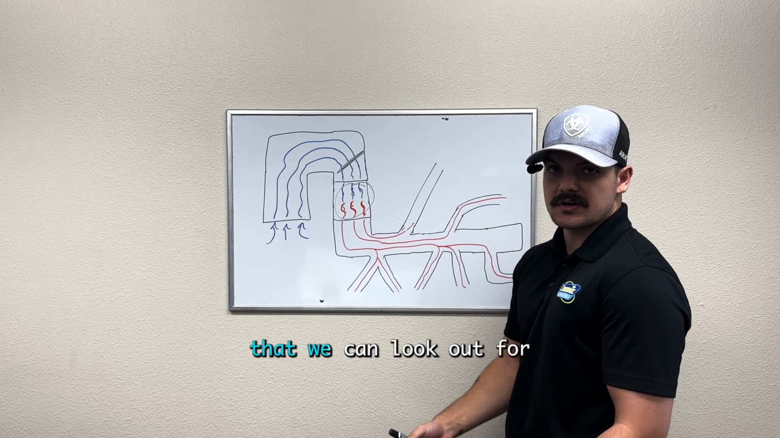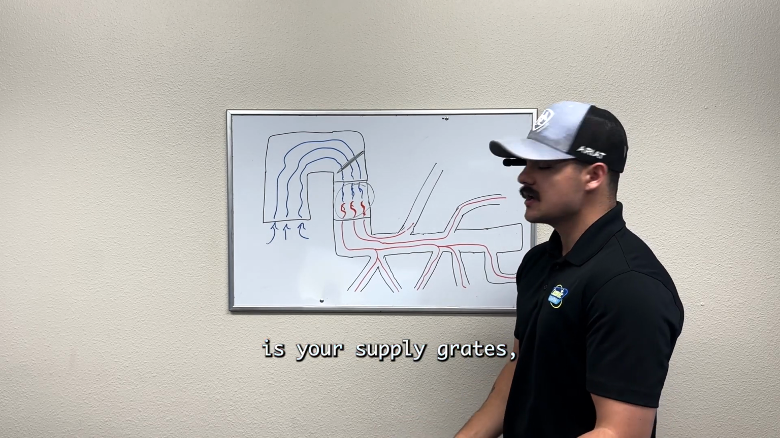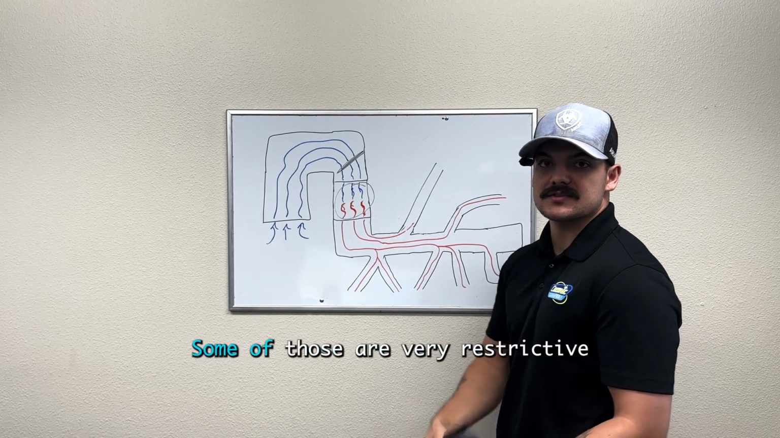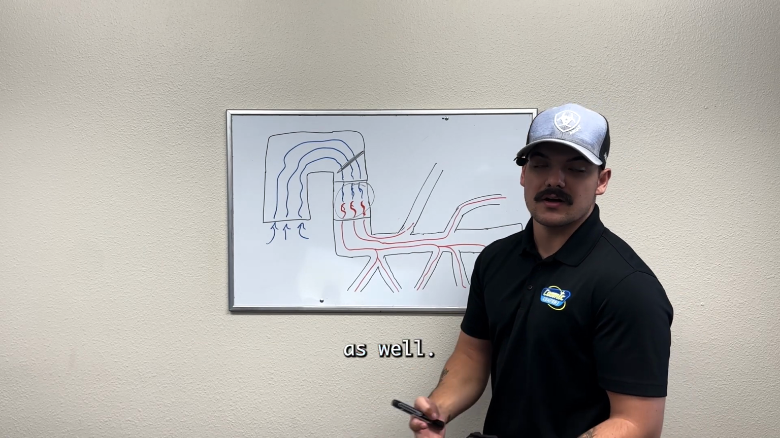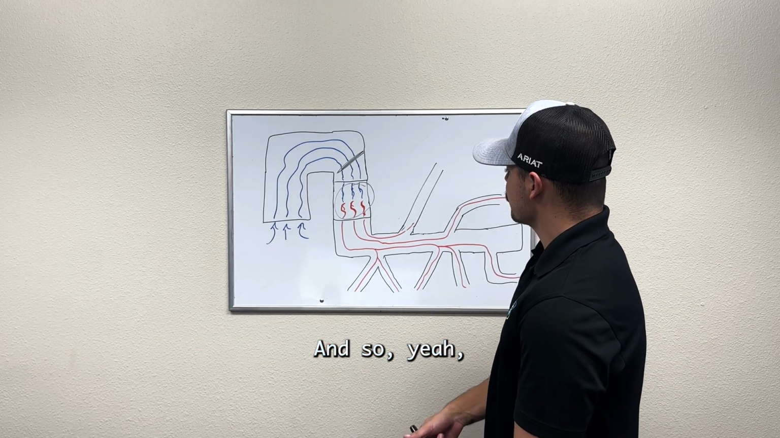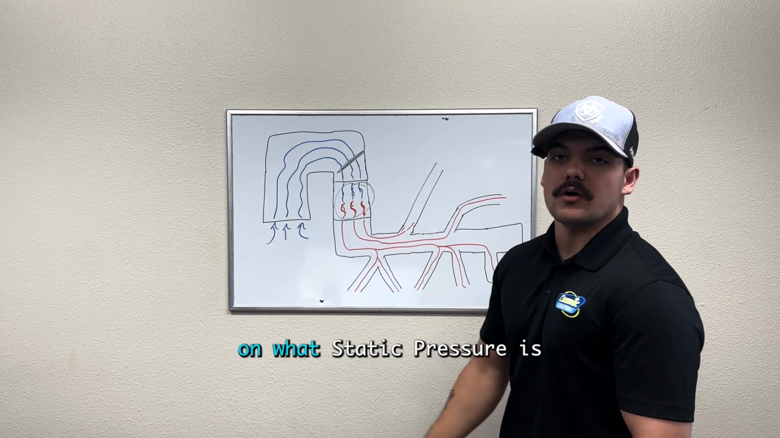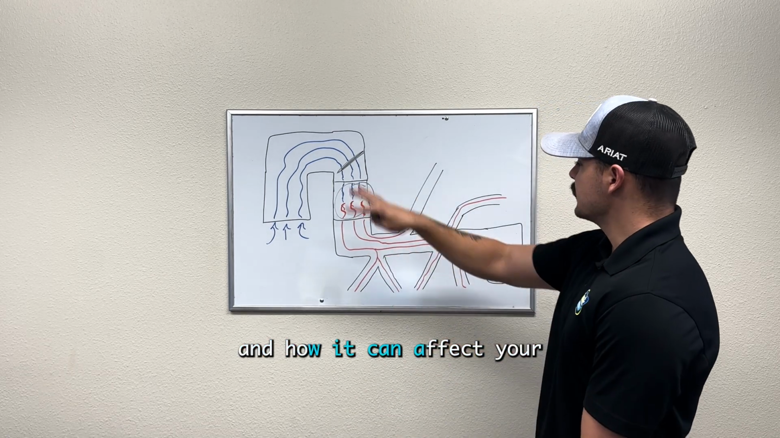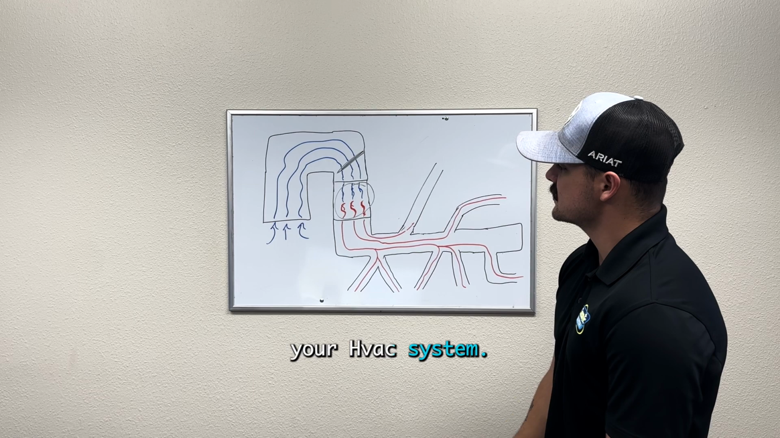Some other things that we can look out for is your supply grates. You know, your supply grates or return grates, some of those are very restrictive as well and don't let enough air to pass through. And so, yeah, that's a quick little breakdown on what static pressure is and how it can affect your HVAC system.